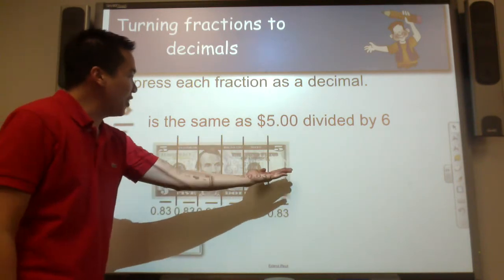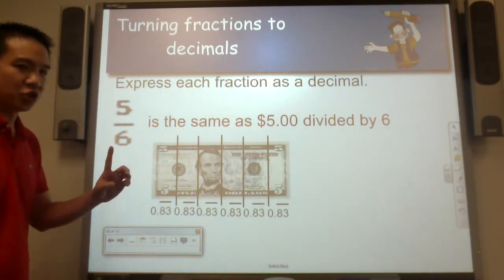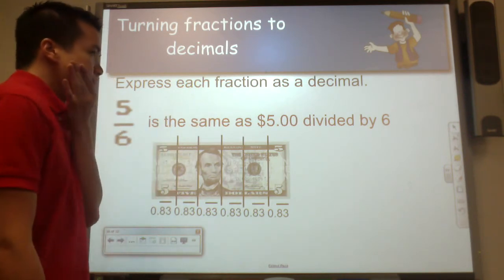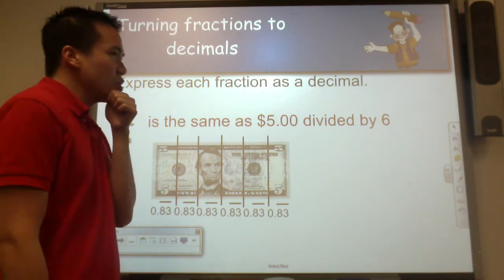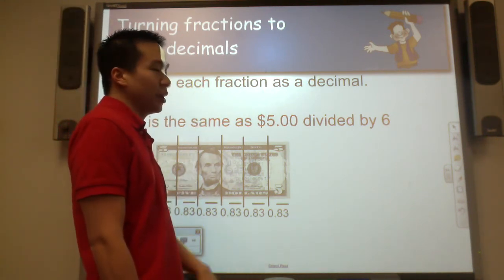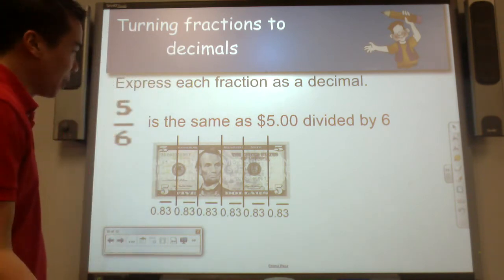5/6. You have a $5 bill here. First of all, let's use a shortcut. Can 6 go into the 100ths place? I don't know any 6s that go into 100. I don't even know. I don't think it does. It does not, by the way.